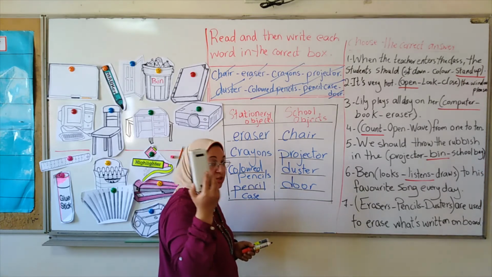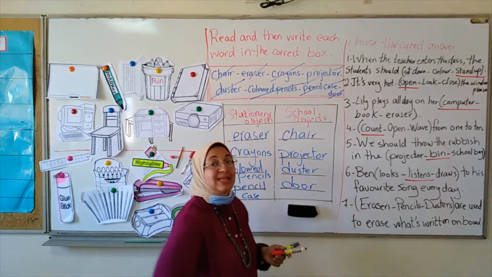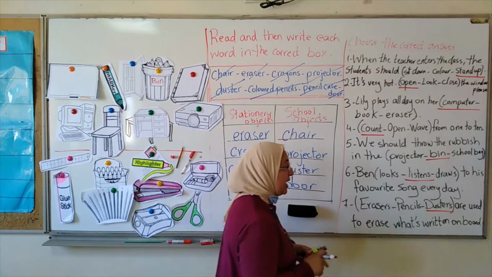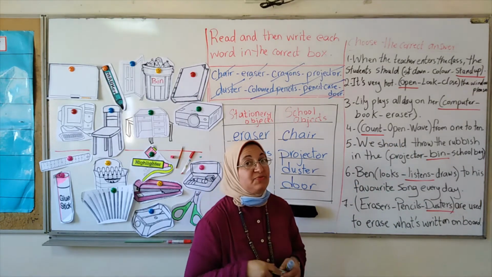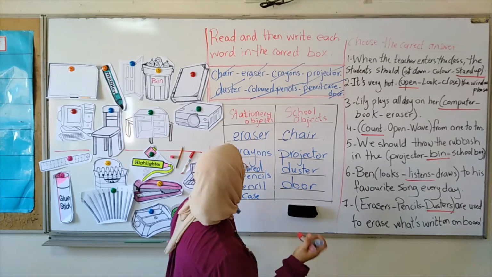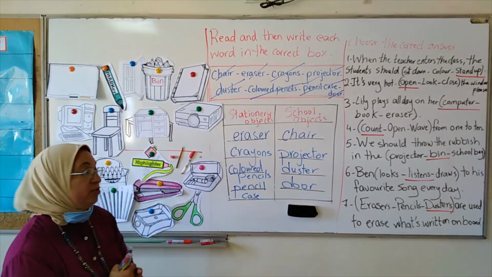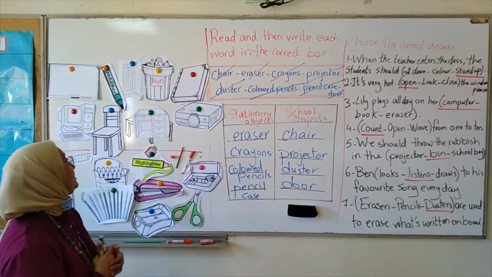The duster. I'm going to erase it with the duster. So I'm going to choose here dusters. Okay? I wish this lesson is easy for you. I know it has a lot of words, but it's easy for you. Let's revise them again for the last time before we finish our lesson.